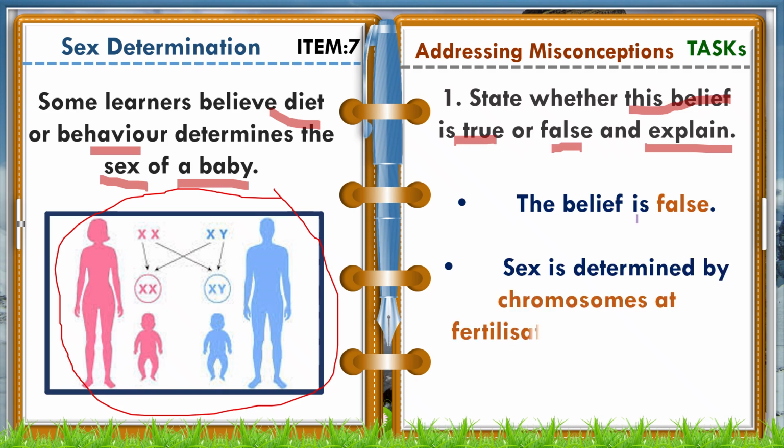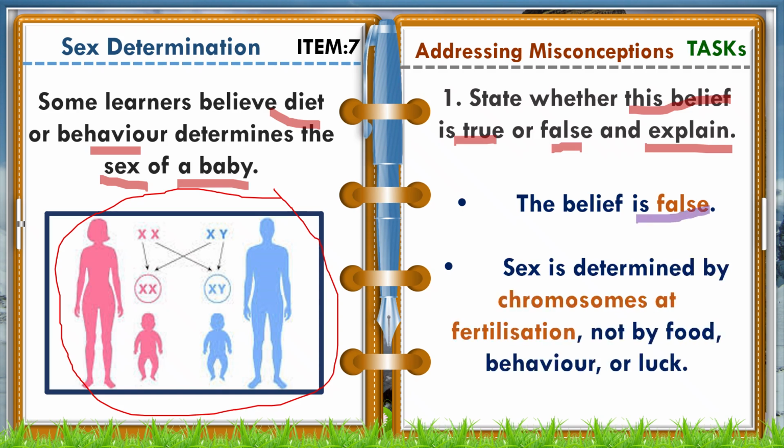The belief is false. Why? Because sex is determined by the chromosomes at fertilization and not by food or behavior or lack thereof. The sex of a child is determined by the chromosome combination during fertilization.